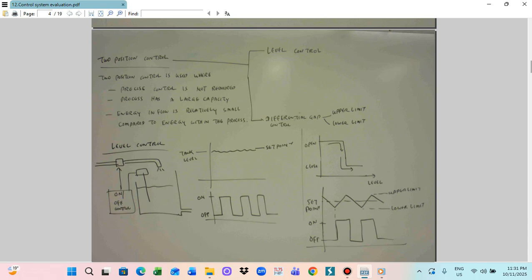Precise control means that sometimes you need to change the level very smoothly. But this one is the on and off. When it is on, water will flow inside, but when it is off, water does not flow at all. So this is not a system we can use for very precise control. So for level control, we use an on-off control system, where only open and close can happen.